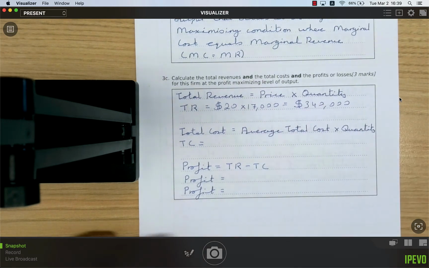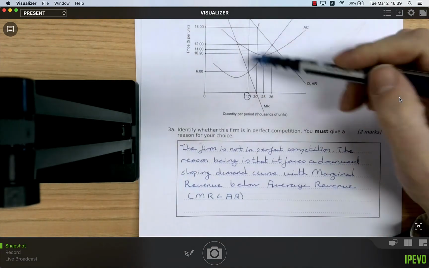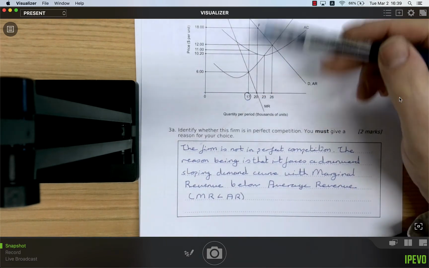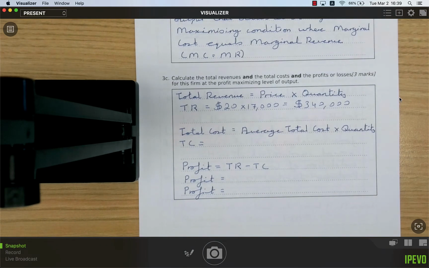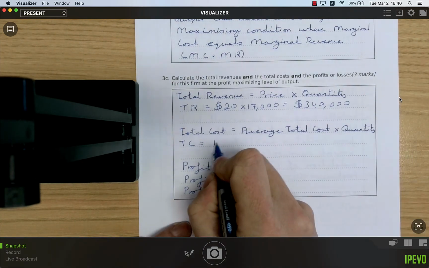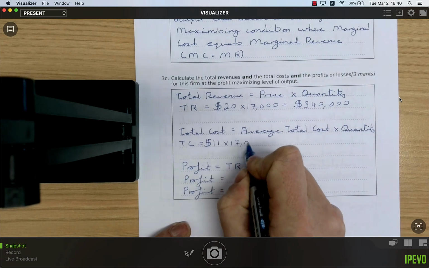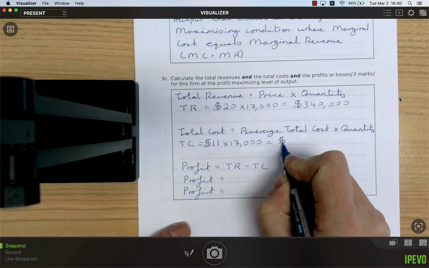Okay, the total cost. Well, total cost is average cost times quantity. Quantity is 17,000. That won't change because we're talking about that quantity. And then 11 is the average total cost at that quantity. So it's $11 multiplied by 17,000 equals, and I have that as 187,000.